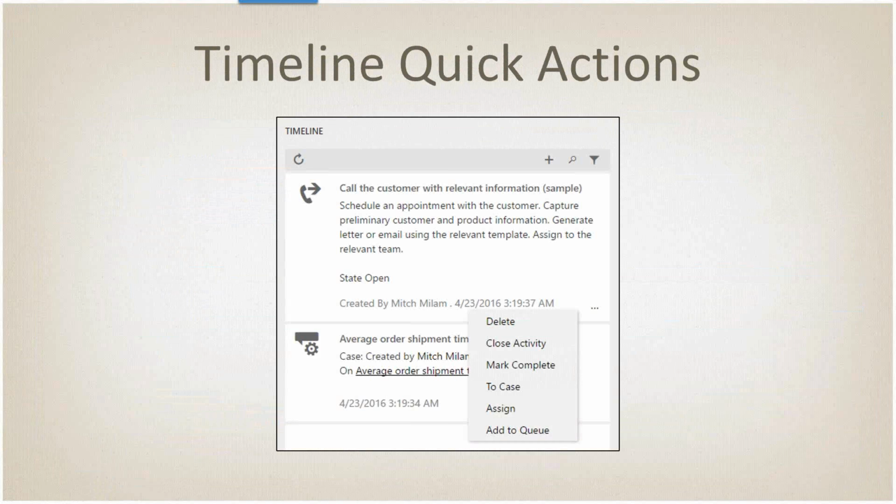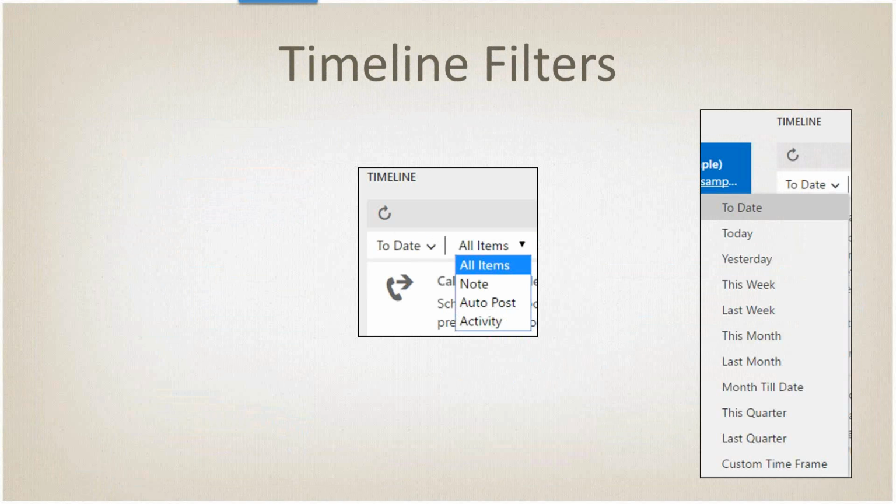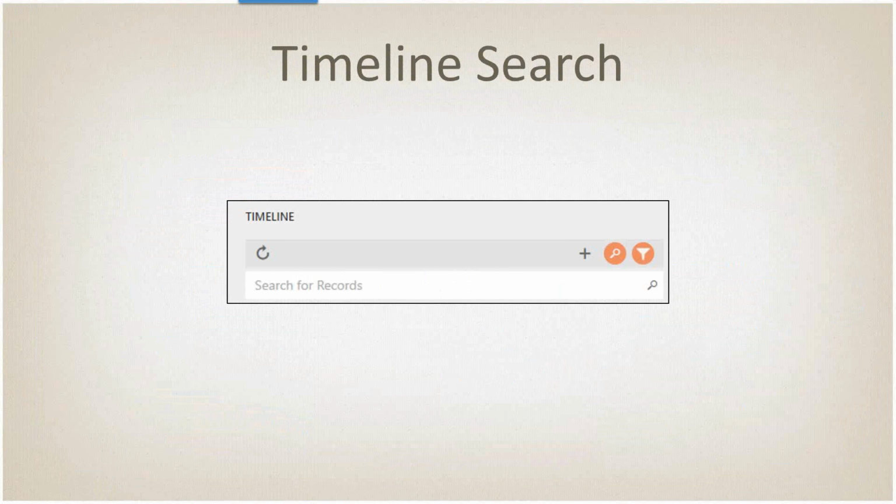You can do cool things on the timeline. Basically, you can delete, close, mark complete, etc. A little bit different than on the social pane. Filtering is also much different. We can actually group things or sort things by dates. We have a bunch of predefined dates, or you can create a custom time frame. This is really handy if you have a lot of activity, either on a case or, like we're talking about today, on knowledge articles. And finally, we have some better searching capabilities within the timeline itself. That's a little bit different than the social pane, but it's also much better.